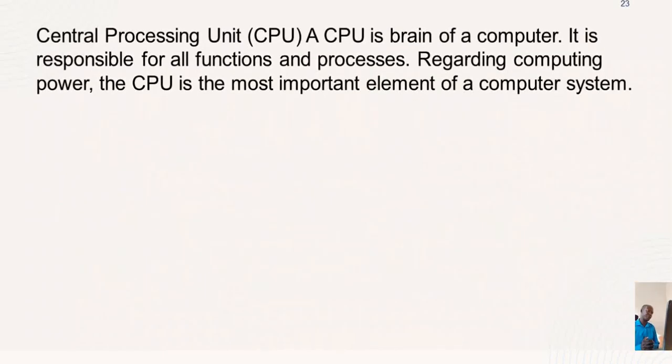Central Processing Unit, CPU, is the brain of a computer. It is responsible for all functions and processes. Regarding computing power, the CPU is the most important element of a computer system.